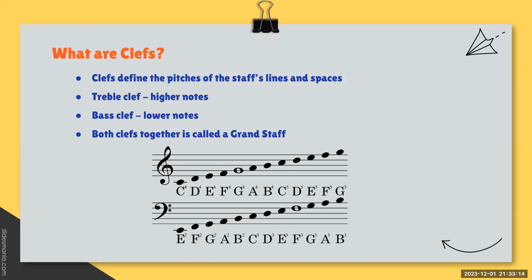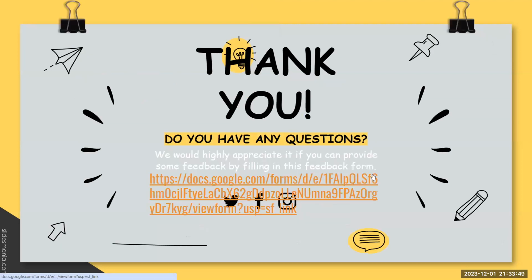And then the last note on the bass clef is one note lower than the first note on the treble clef. And then if you use both of these clefs together, it would be called a grand staff. Normally, instruments like the piano would use the grand staff, and higher pitch instruments would use treble, and lower pitch instruments would use bass. Yeah, that's it.